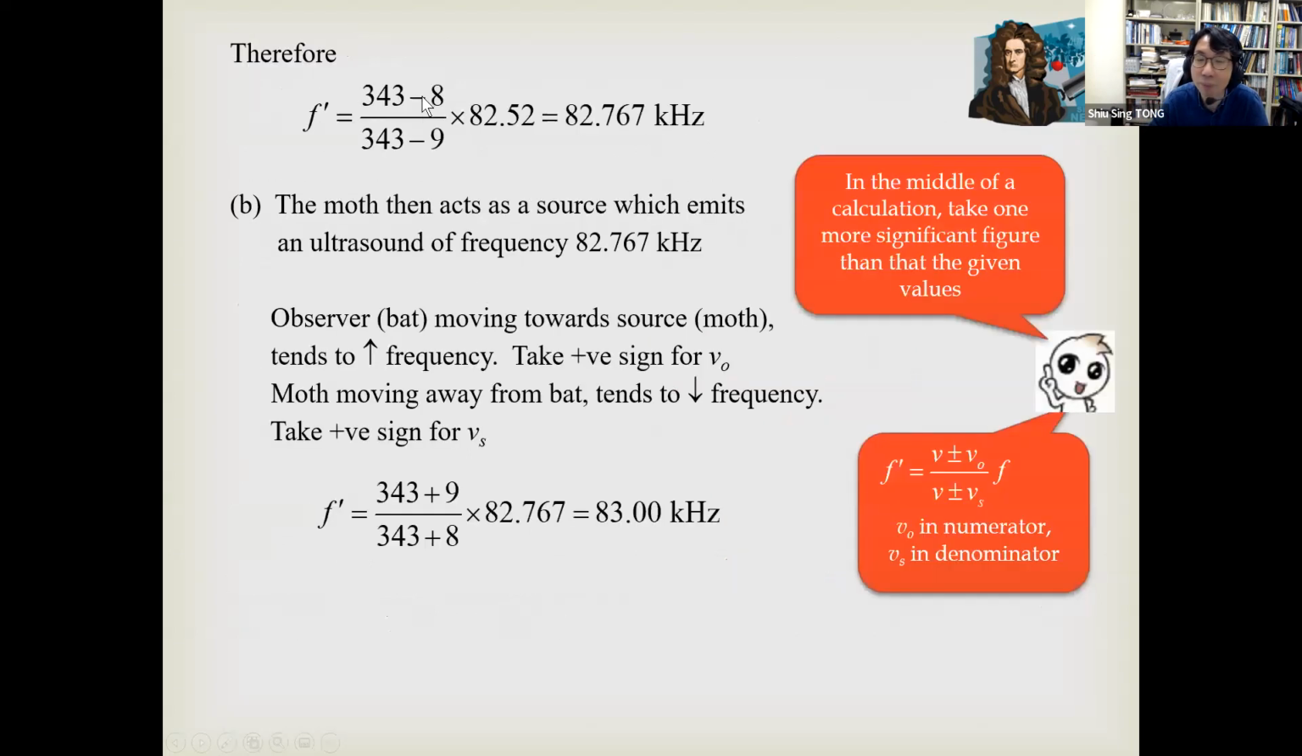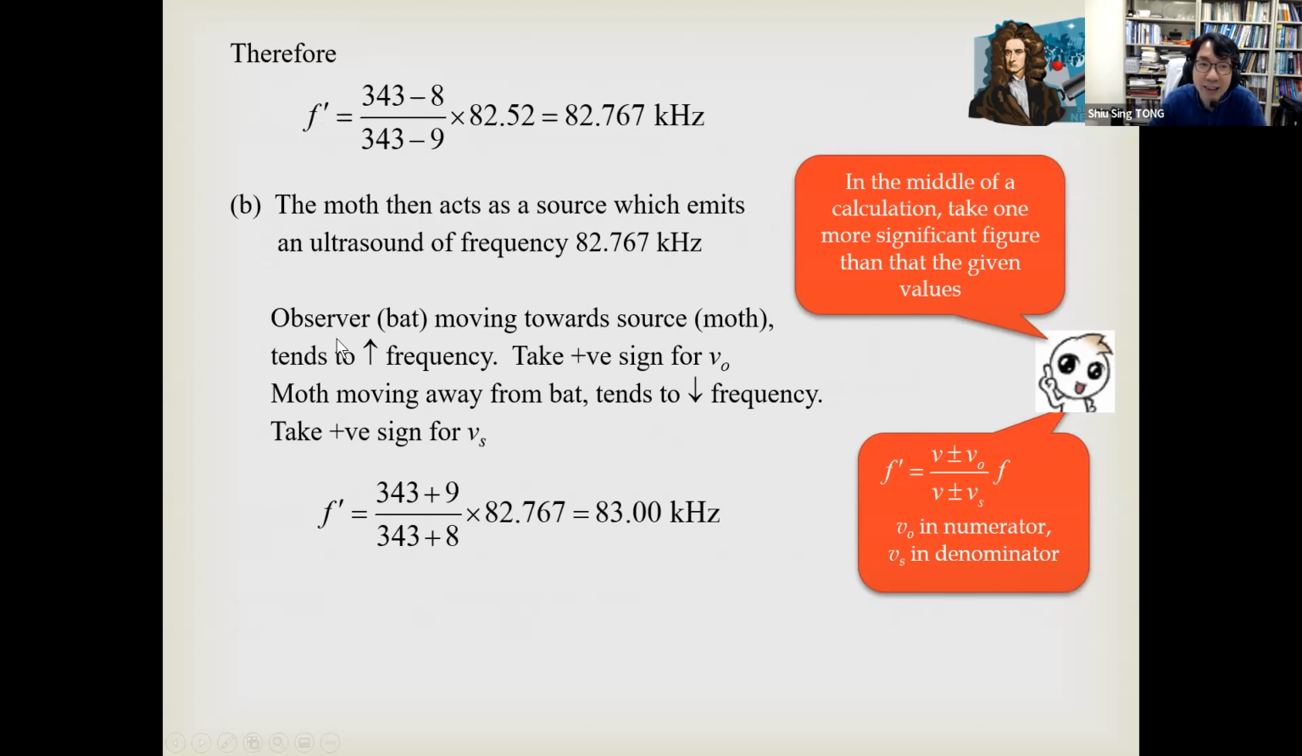Okay, so this is the situation. We just substitute the wave speed and the respective speeds of the moth and the bat. We find this frequency. This is the frequency of the ultrasound falling on the moth. Then the moth will act as a source when it reflects the wave back. So the source frequency now becomes this value.